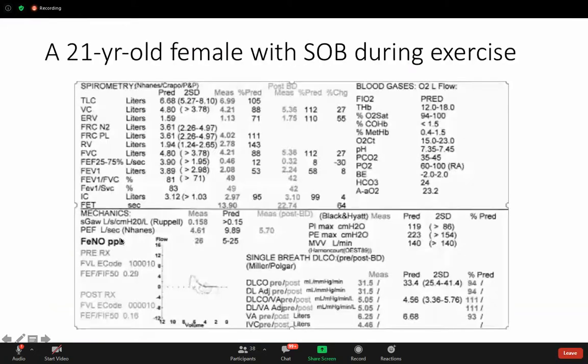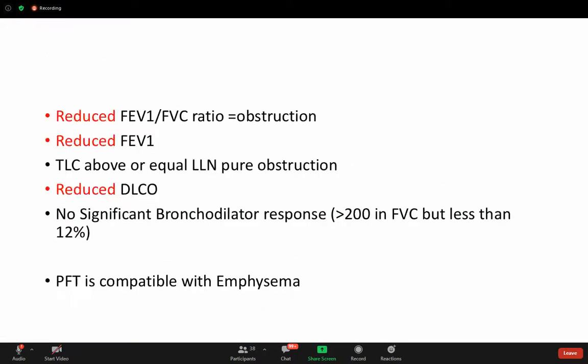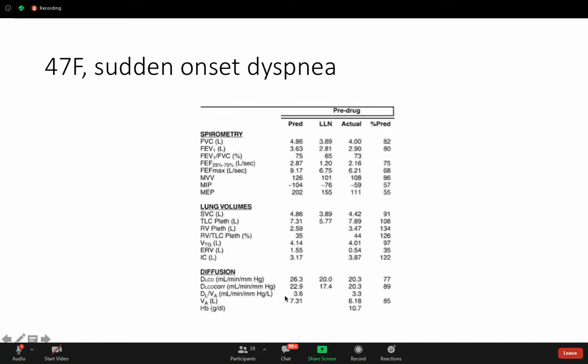DLCO. When at DLCO? DLCO, I predicted 26, she had 20. So it was 77% of predicted.